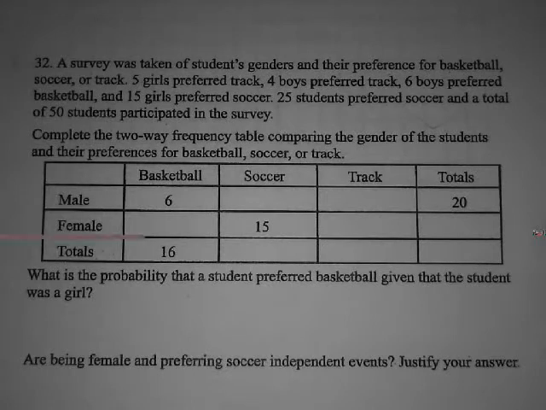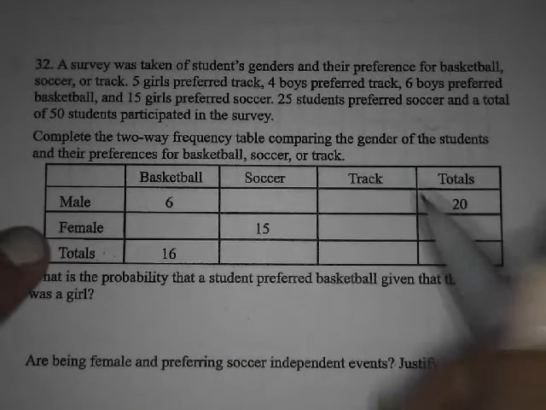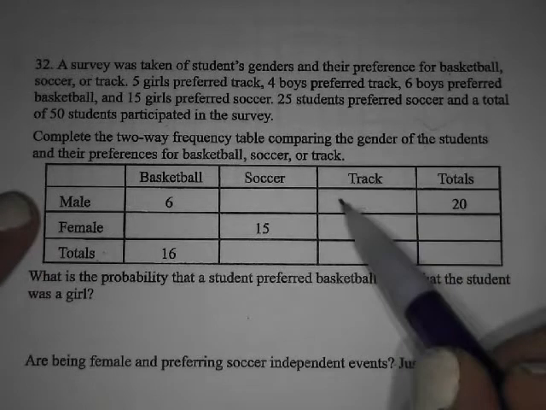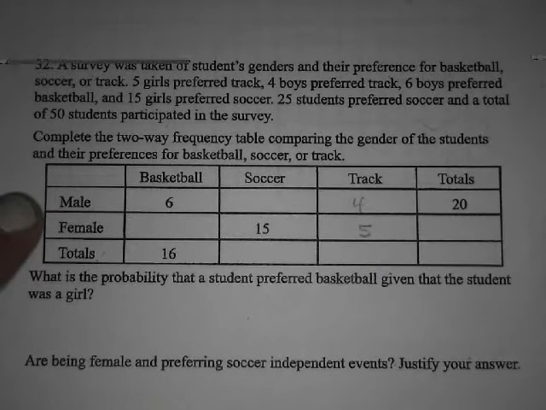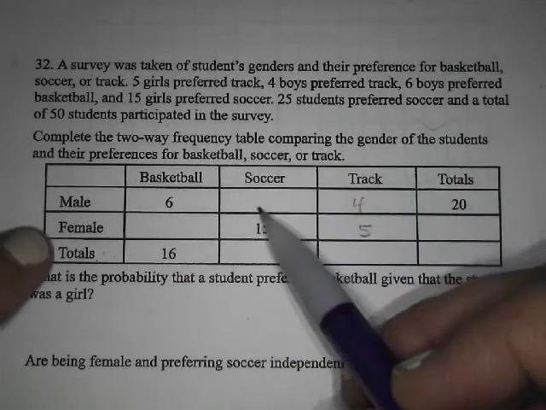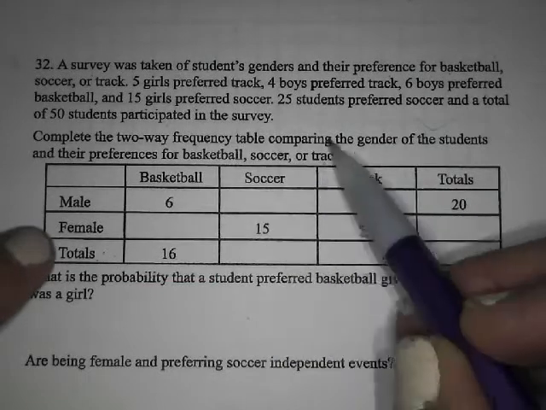Okay, it's giving us the results of a survey. Some of the tables are already filled in, and then some of it we have to do on our own. So 5 girls preferred track. So girls, track, 5. 4 boys preferred track. So 4 boys in the track column. 6 boys preferred basketball. That was already there. 15 girls preferred soccer. That was already there.